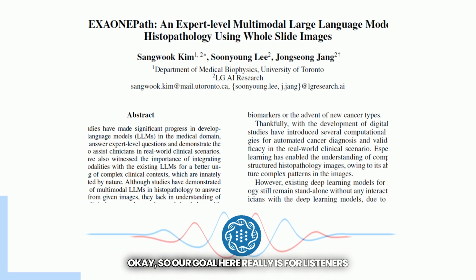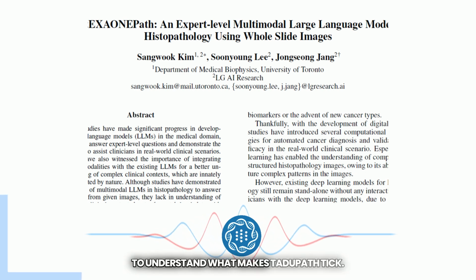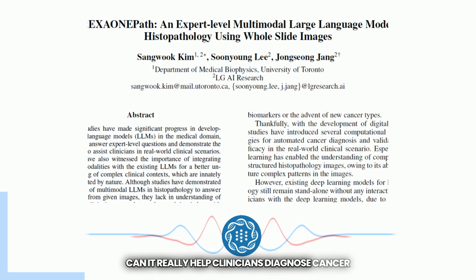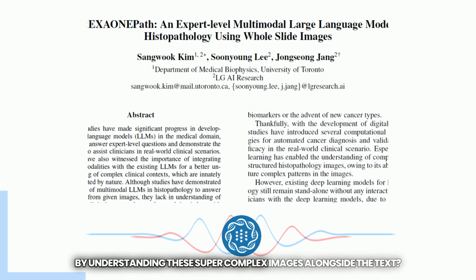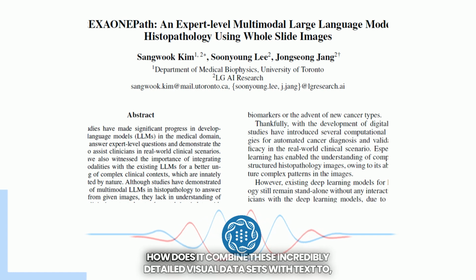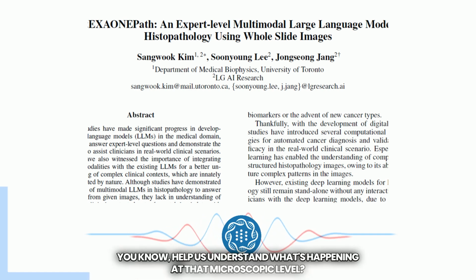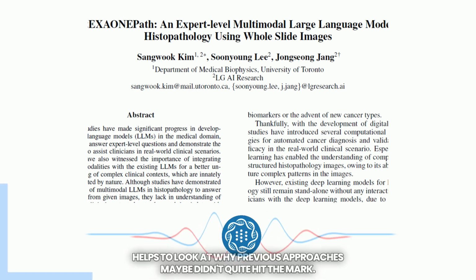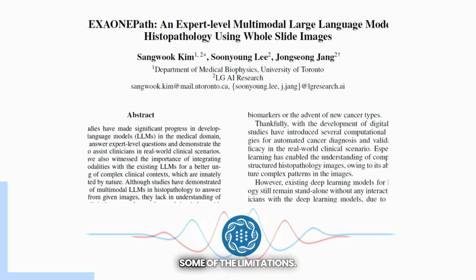Okay, so our goal here, really, is for listeners to understand what makes ChatEXAONEPath tick, what's under the hood. And what's its potential? Can it really help clinicians diagnose cancer by understanding these super complex images alongside the text? How does it combine these incredibly detailed visual data sets with text to help us understand what's happening at that microscopic level? Good questions. And I think to really see why ChatEXAONEPath is such an interesting step, it helps to look at why previous approaches maybe didn't quite hit the mark. Right, some of the limitations.